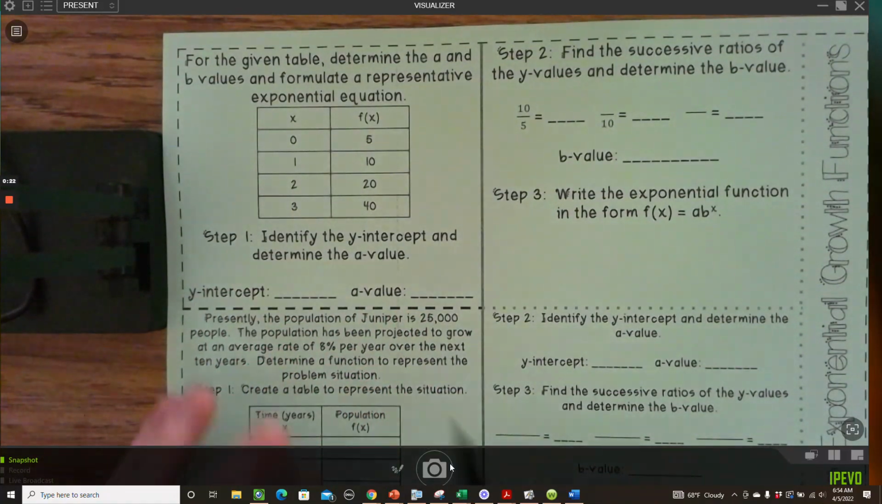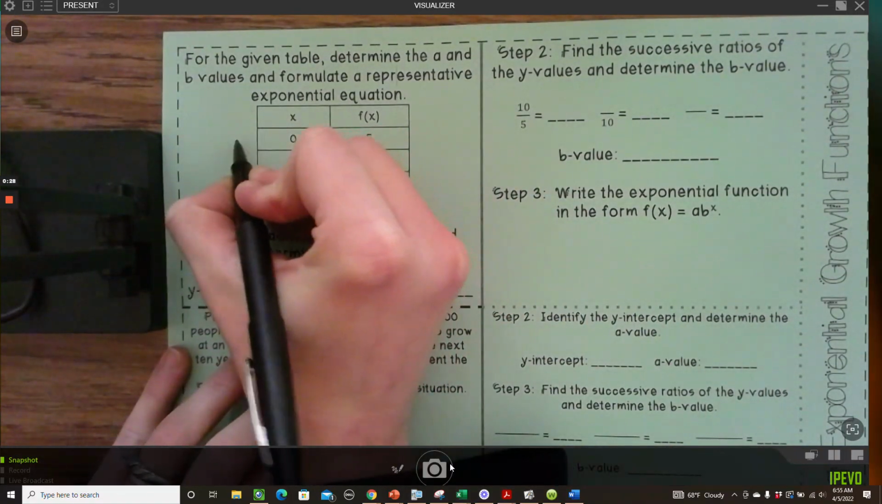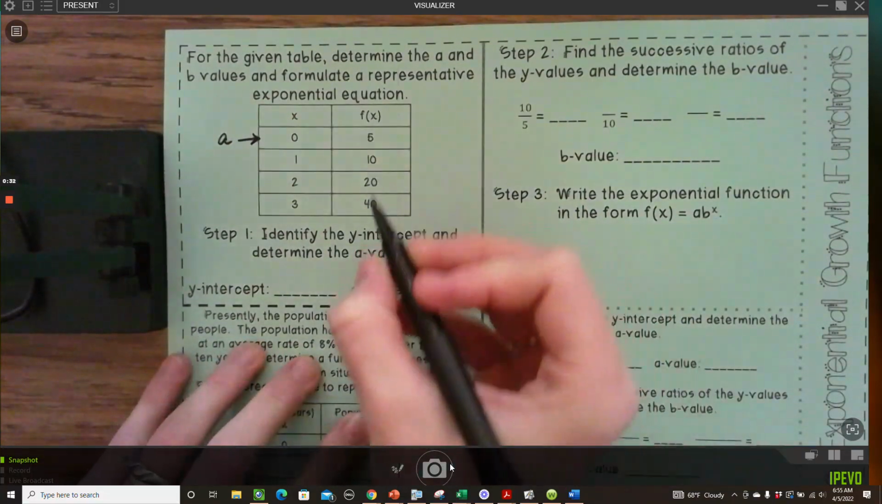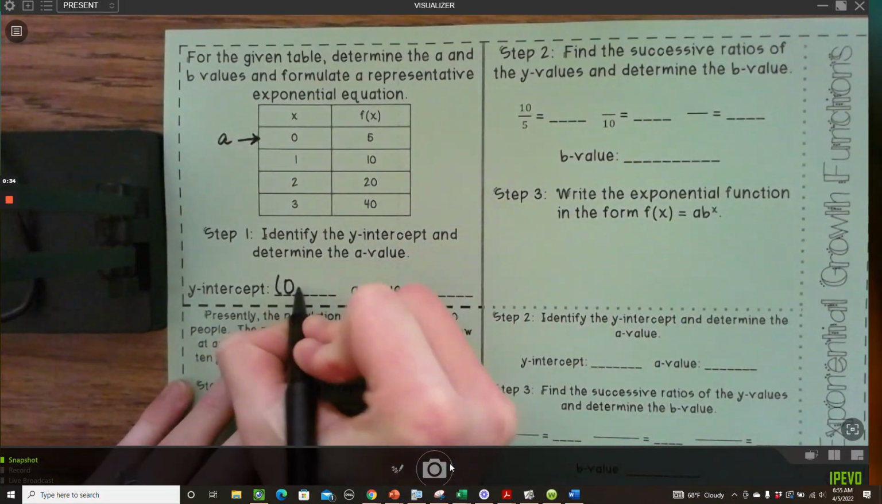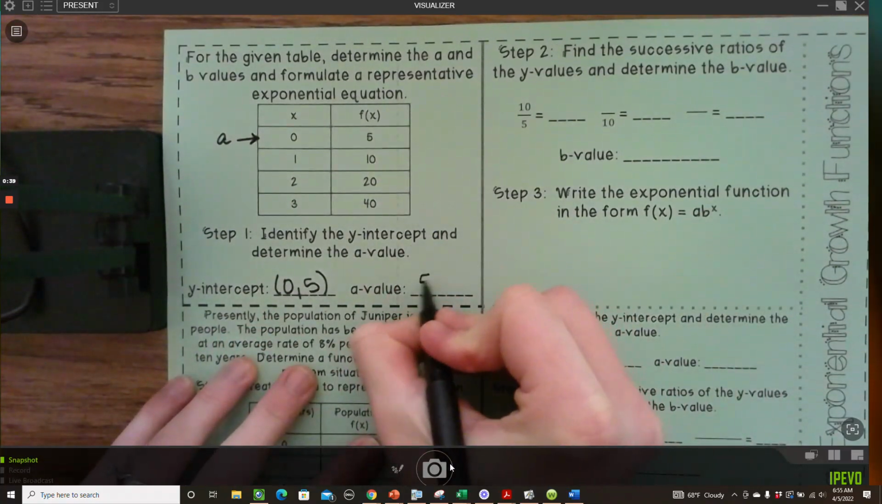So the first thing that you need to do is identify the y-intercept and determine the a value. When you have a table, you always look for where x is 0, and that's going to be your a value. So my y-intercept is (0, 5), so my a value is 5.